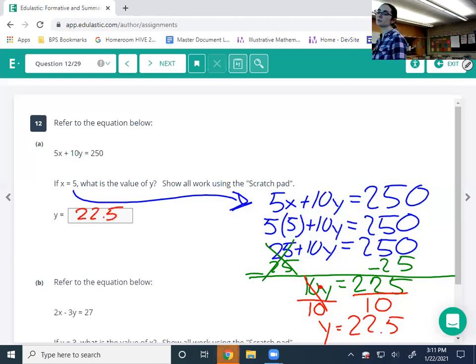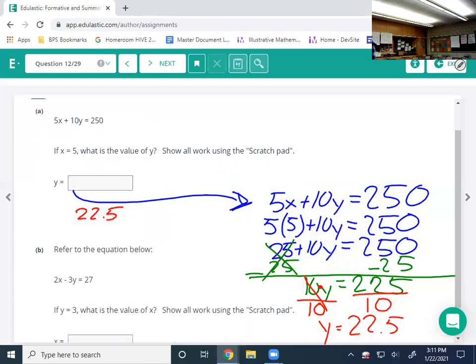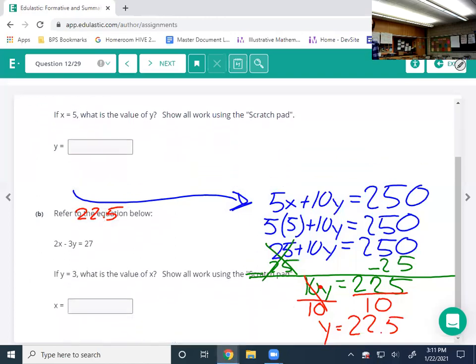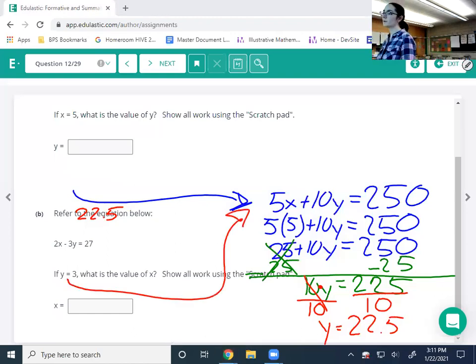For this one below, letter B, we are going to do the same thing, plug in, but this time we're going to plug in 3 for y and solve it. I'm not going to do that one out because that is something that we should be able to do using the example that I just did here. But you're plugging 3 in for y this time.